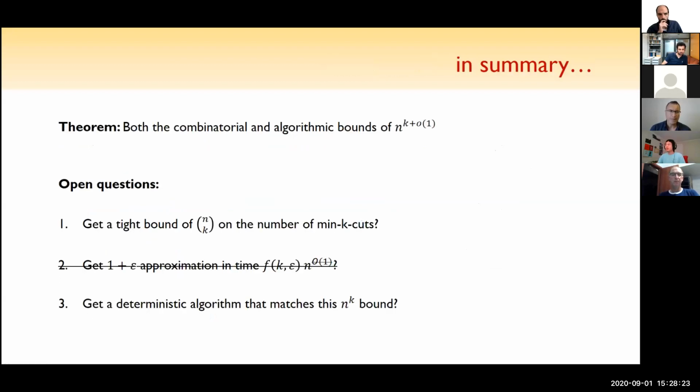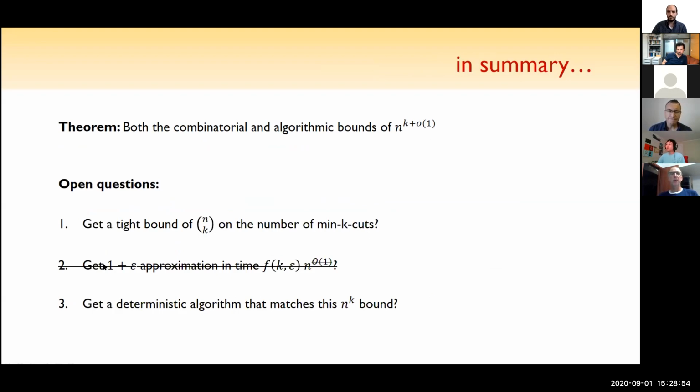And so for some open questions, can we improve this bound, can we improve this n to the k plus little 1 bound to get the tightest possible bound of n choose k? Again, that's matched by the cycle. So with David Harris, we've actually shaved off this little 1 factor, so we get a bound of n to the k times a constant depending on k.